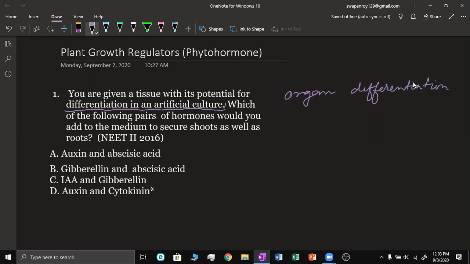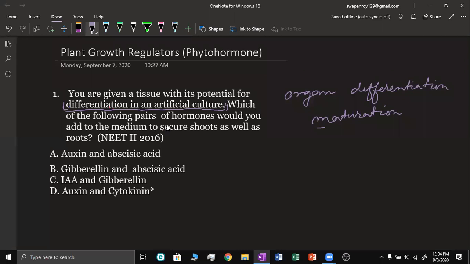This differentiation process is there at different levels: cell differentiation, tissue differentiation, and here it is organ differentiation, meaning formation of new organs: a root, a stem, branches, leaf, flower, fruit. For this differentiation also, growth hormones have an important role.